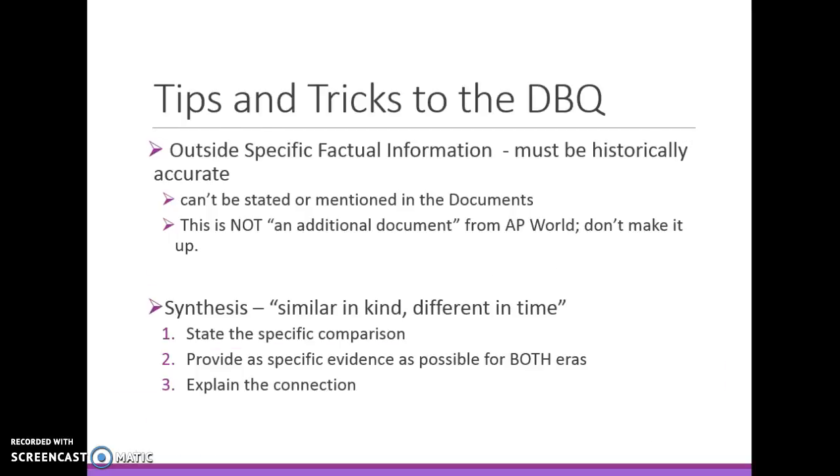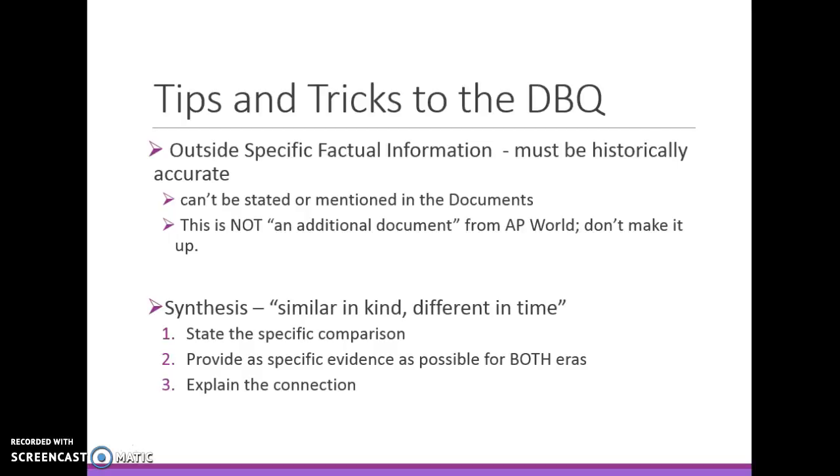The last 2 points on the DBQ are outside specific factual information. That's got to be historically accurate. It cannot be stated or mentioned in the documents. It's got to be something that you think up off the top of your head, but it has to be correct. It's not something from the old AP World style prompts where you make up a document that you would like to have evidence for. This needs to be something that actually existed.